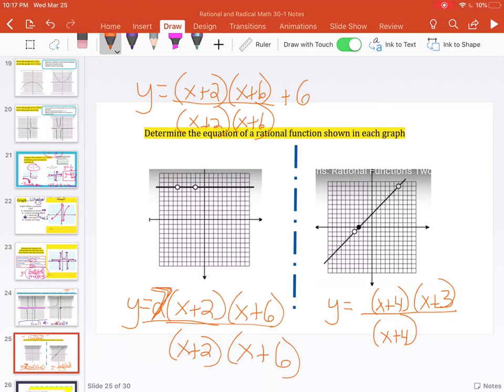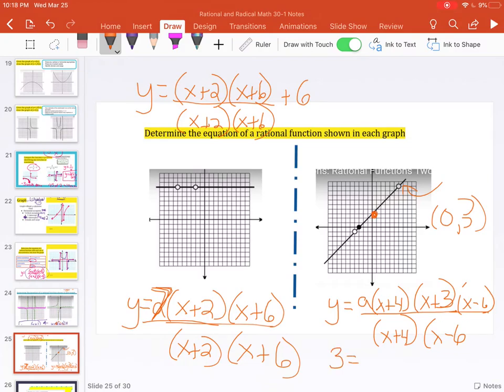Okay, oh, and I almost missed this last hole in the graph, so that is at an x value of 6. So I should have x minus 6 on both the numerator and the denominator. Okay, and then you could try to find an a value here. I'm going to use the y-intercept this time. So when x is 0, y is 3, because remember, you can't just assume the a value is 1 all the time. You do need to double check it.